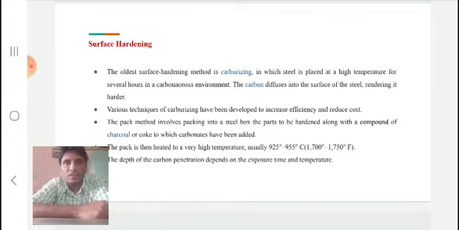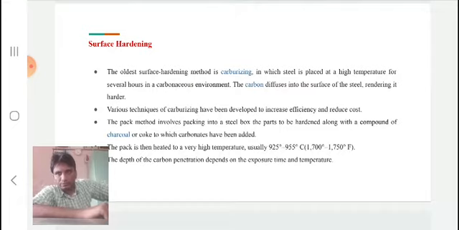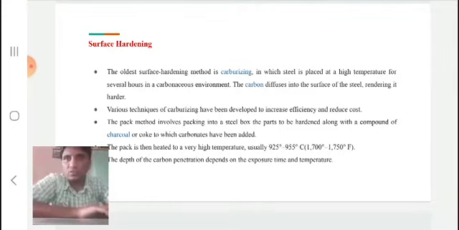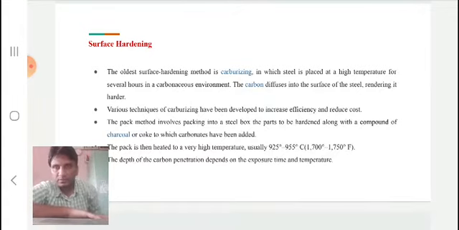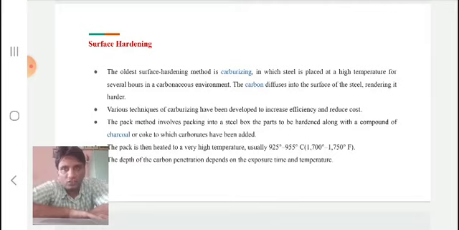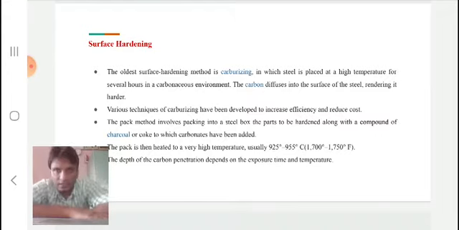So there are various techniques to make the carbon diffuse into the surface. Among them, the pack method is one of the methods. In this pack method, the carbon is allowed to diffuse into the steel component from carbonaceous material like charcoal, coal, or coke.